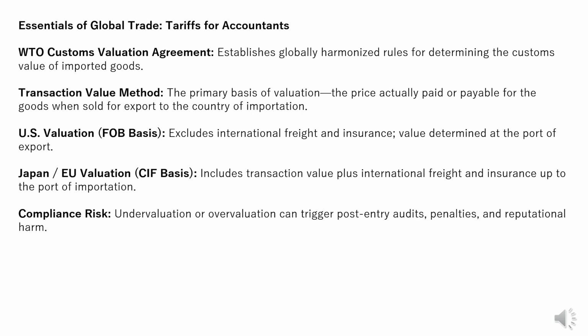In the United States, the customs value is generally determined on an FOB, free on board, basis. This means international freight and insurance are excluded, and the value is taken at the port of export. In Japan and the European Union, customs valuation is generally determined on a CIF, cost, insurance, and freight, basis, which includes the transaction value plus international freight and insurance up to the port of importation. Errors in valuation, whether intentional or not, can create significant compliance risks. Undervaluation may lead to penalties and reputational harm, while overvaluation increases cost unnecessarily.